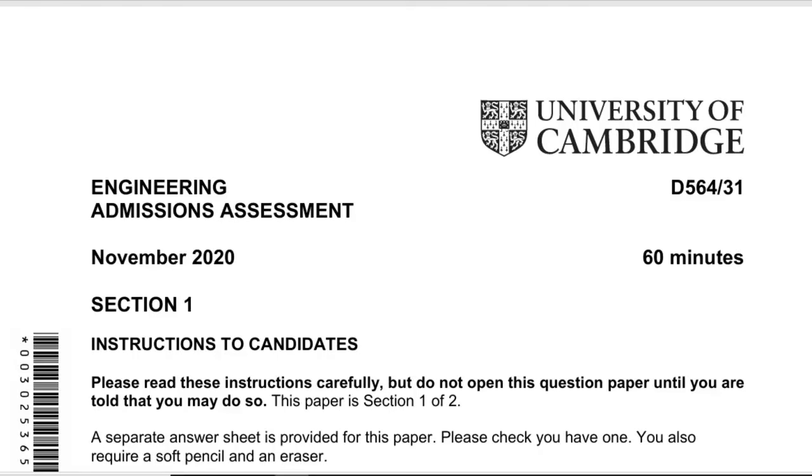This is the engineering admissions assessment for November 2020. So this is the rapid fire multiple choice question stuff. I did say I wasn't going to do any more of these, but some people have been asking, so I thought I might as well do a few more.